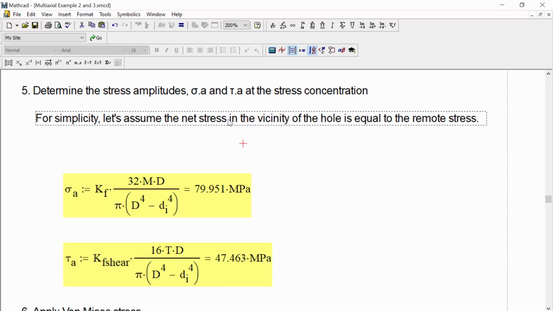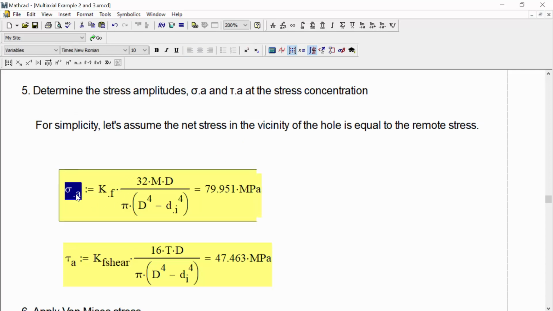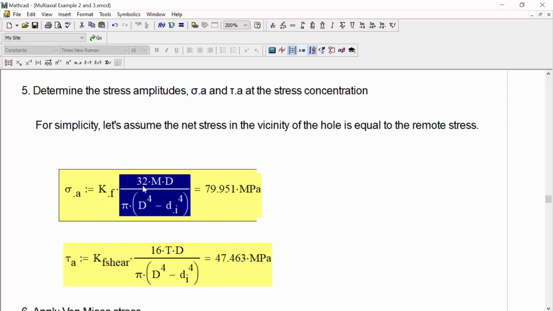So we're just going to simplify it. We're going to assume that the values aren't too different in the vicinity of the notch versus remotely. And so the normal stress amplitude is going to be equal to the fatigue stress concentration factor Kf times the calculation for bending stress.